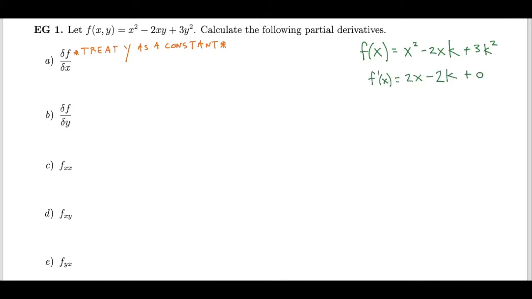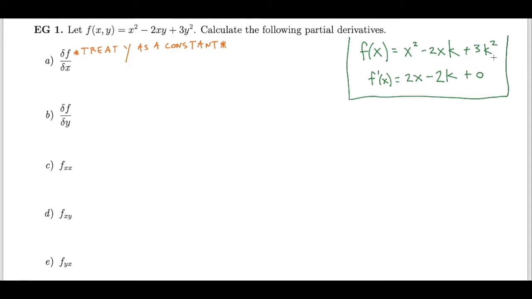Calculating that derivative using the standard differentiation rules, derivative of x squared would give me 2x. The derivative of negative 2x times a constant would be, well, I would be differentiating it as if it was x to the first power. So the derivative of x to the first power, I'm just left with the constant on that term. And then this 3k squared term, if k is a constant, then when I differentiate it, I get 0.